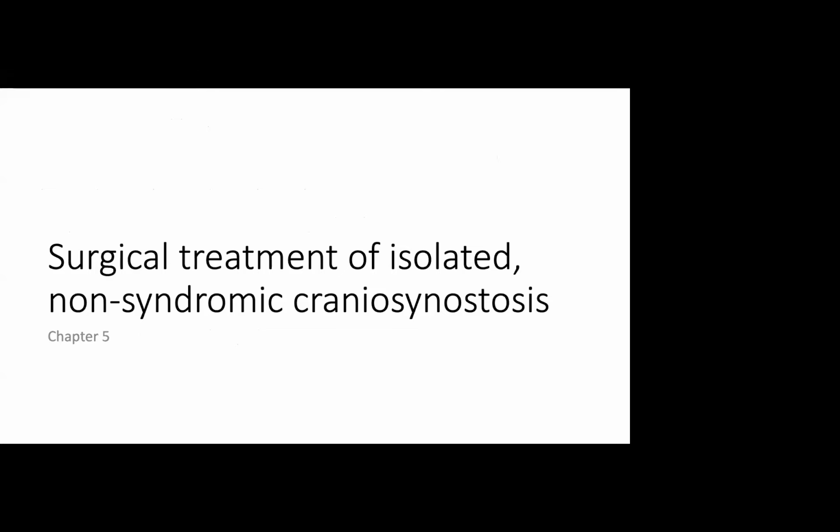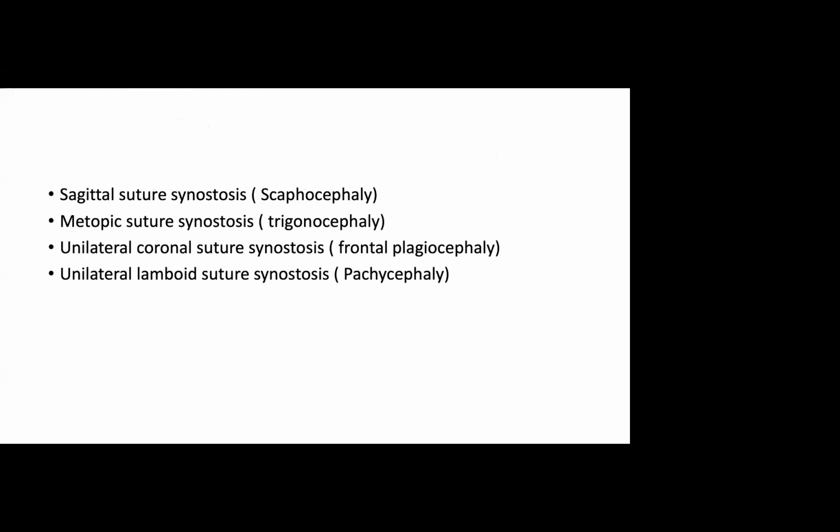Today I will go through chapter 5, the surgical treatment of isolated non-syndromic craniosynostosis. I'm not intending to introduce craniosynostosis itself, so the basic knowledge will not be discussed today. We just go through the evidence about the surgical indication, surgical methods, surgical timing, and follow-up. The 4 basic types of non-syndromic craniosynostosis are sagittal, metopic, unicoronal, and unilateral lambdoid.